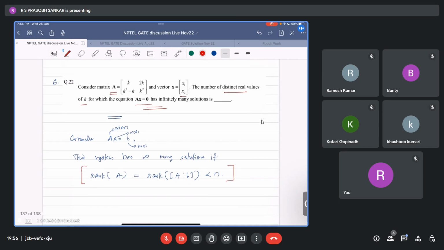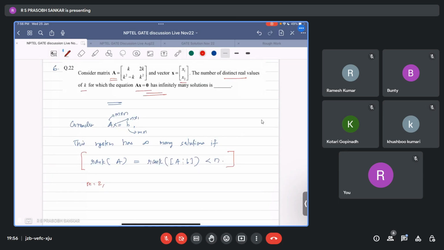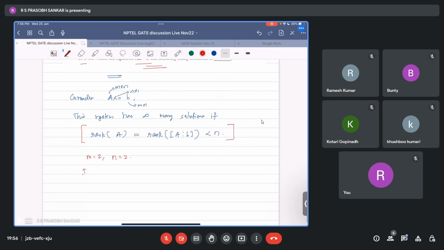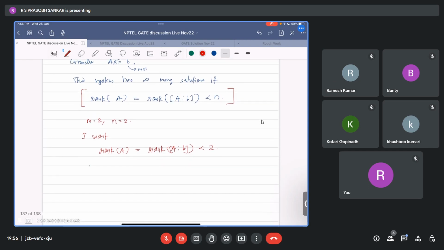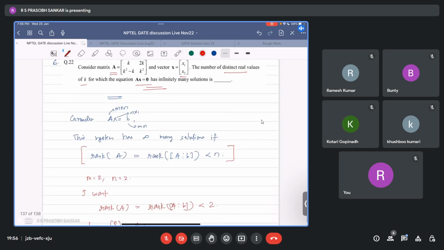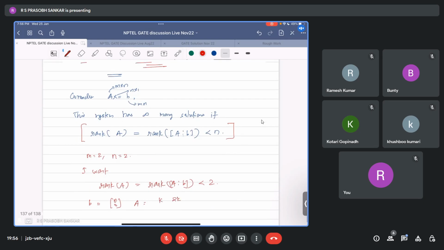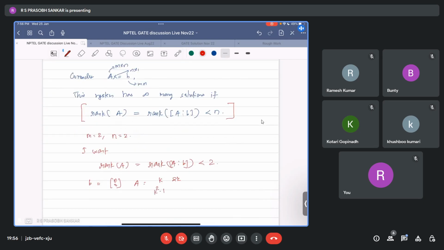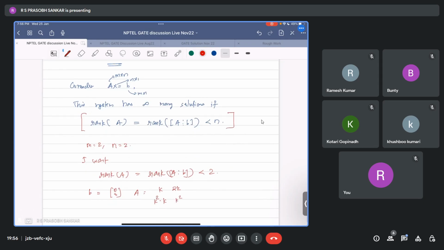So in our case, m equals 2, n equals 2. I want rank of A to be the same as rank of A augmented with b, and to be less than 2. Rank 0 doesn't make sense, so it can be 1 basically. Now, if you see here, b is 0, 0. And A is given in the question as k 2k, k square minus k square.